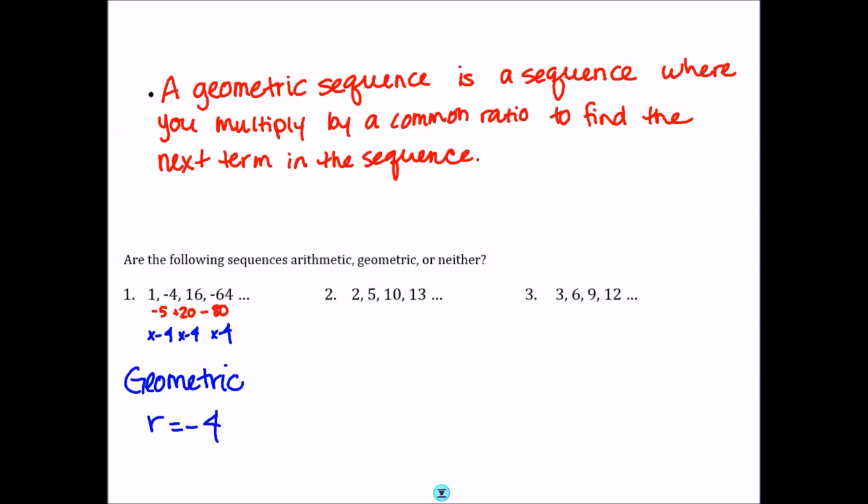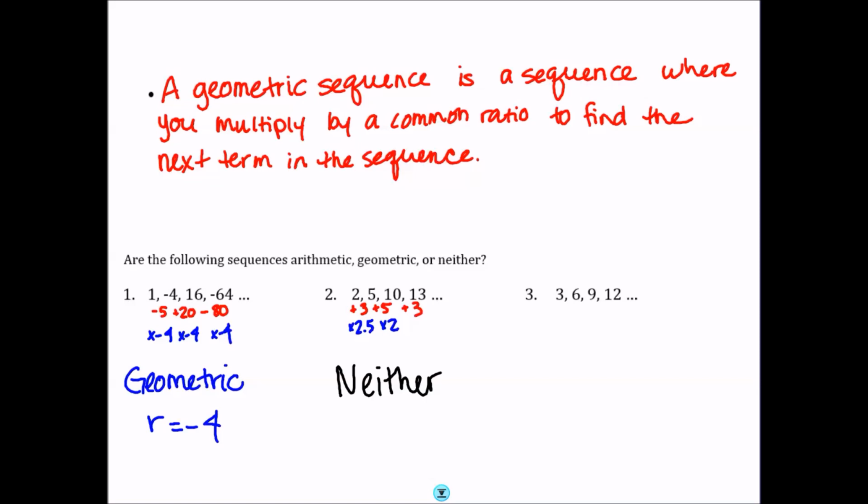For number 2, let's first see if it's arithmetic. We would add 3, add 5, add 3. We're not adding the same number every time, so it's not arithmetic. If we look at what we're multiplying by, to go from 2 to 5, we would multiply by 2.5. From 5 to 10, you'd multiply by 2. So we're not multiplying by the same number either. This is going to be neither.